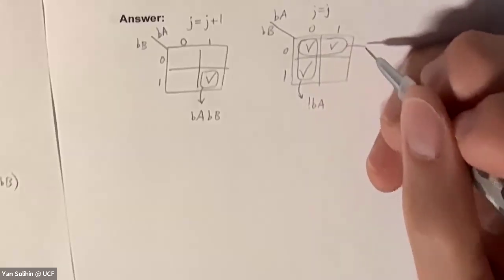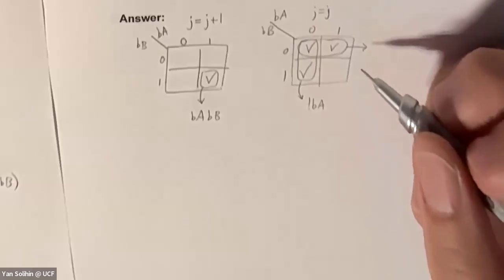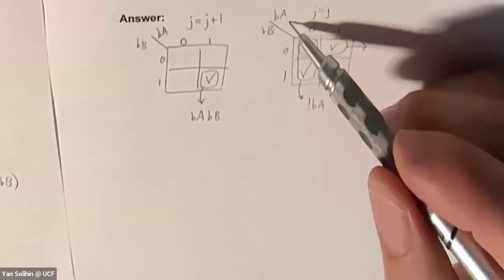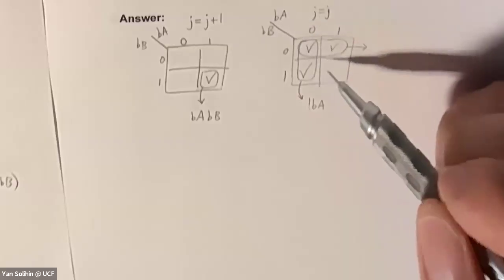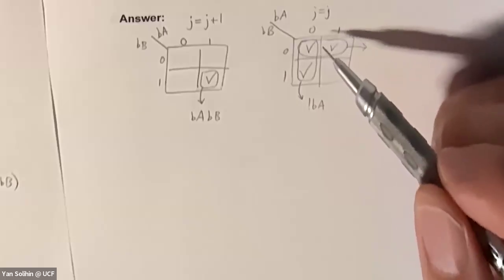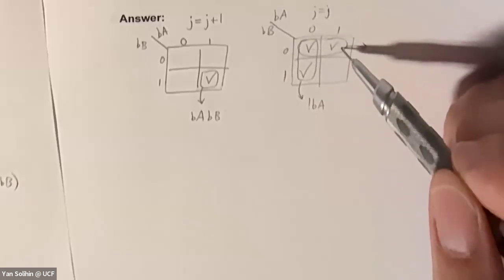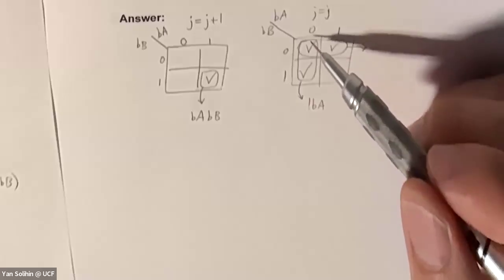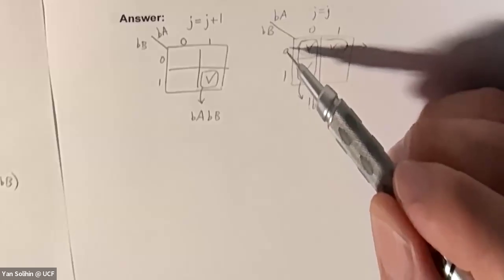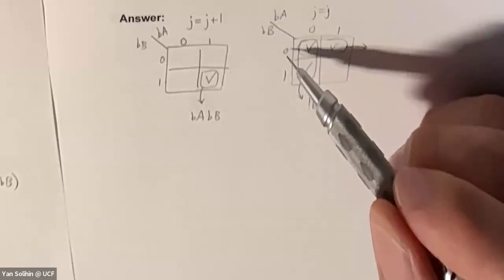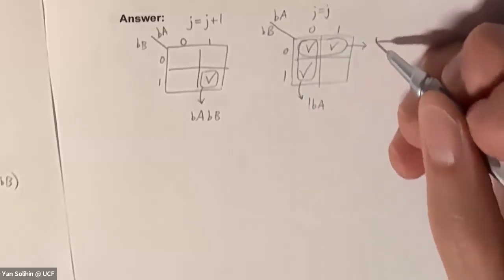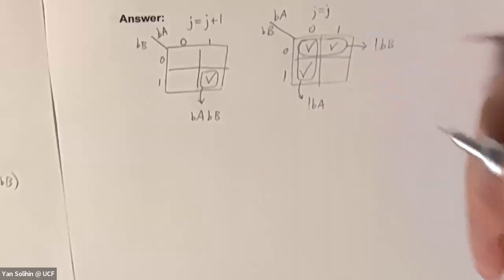To cover the other cell, we draw another rectangle as big as possible while still a power of 2. So it will be that one. What term does this one correspond to? First of all, BA does not distinguish this one. 0 or 1, we still cover this cell in this rectangle. So BA is not a part of this expression, but BB is. These two cells are there always when BB is 0. So that means this is not BB.